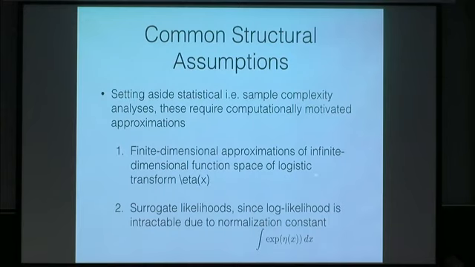Since I'm parameterizing this with respect to the logistic transform of the density, this typically involves a multi-dimensional integral, which is intractable. The goodness of fit measures, at least the tractable versions of these, involve surrogate likelihoods rather than the likelihood itself. So there are both statistical and computational bottlenecks in non-parametric density estimation, and that's why this is a big open problem.